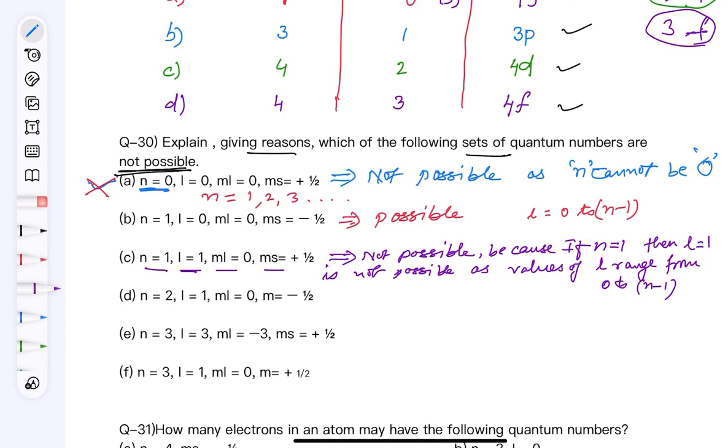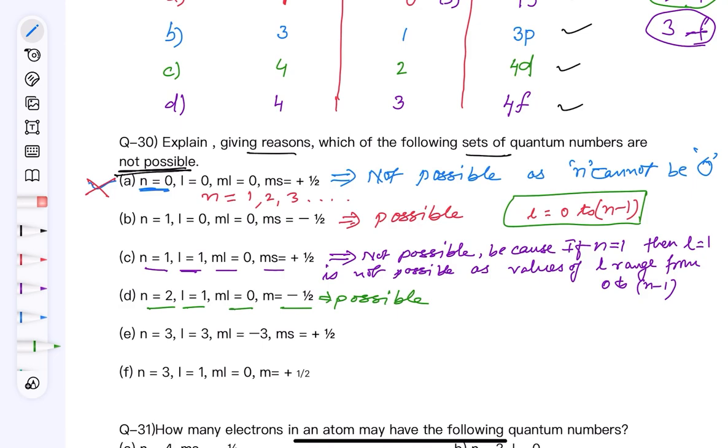Okay. Now let us look at the another one, D. So for D question, n is 2, L is 1, magnetic quantum number is 0, spin quantum number is minus half. Okay. So for your D, this is possible. D is possible because you can see that if your n is 2, your value of L will be 0 and 1 using this particular formula to find out the values of L. So D is possible. Fine.